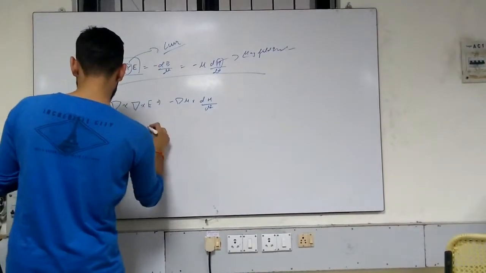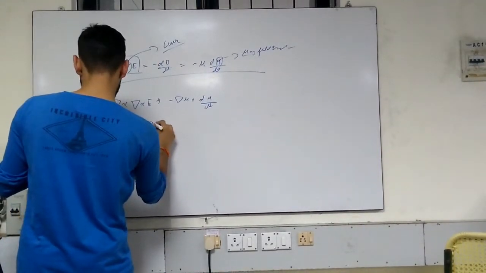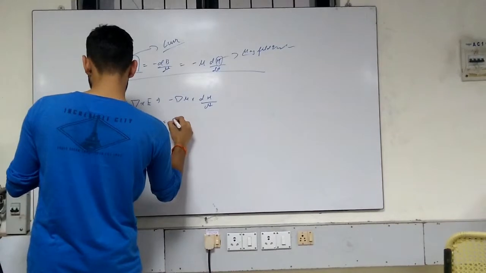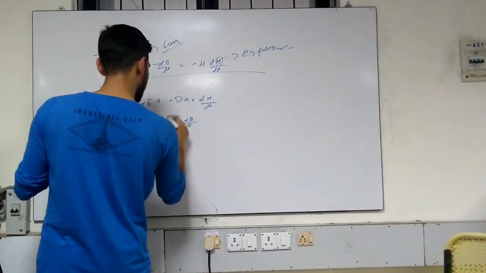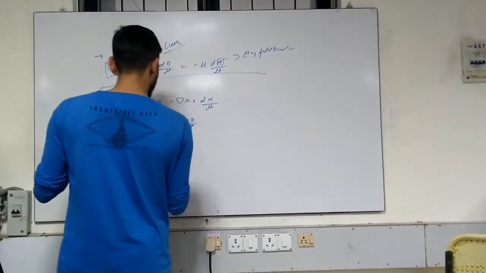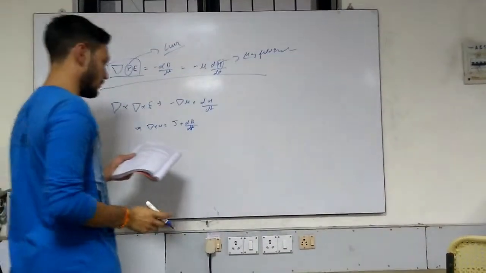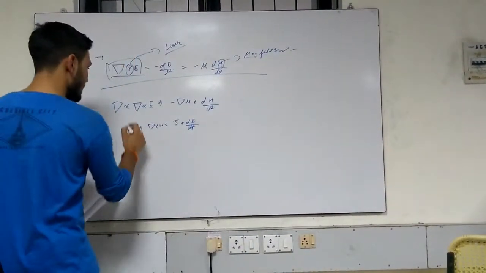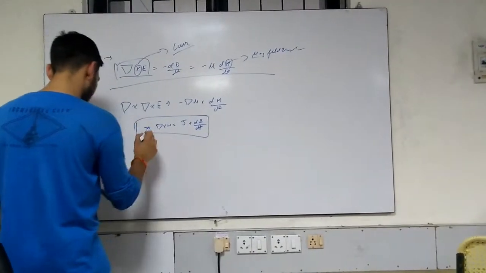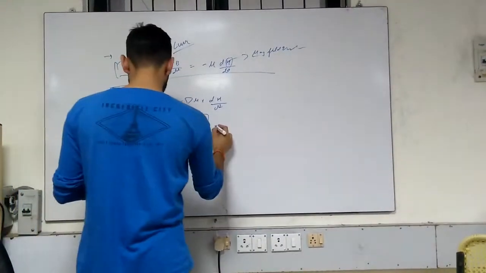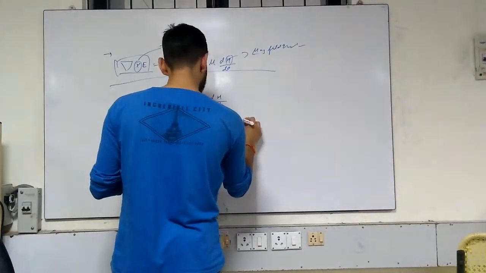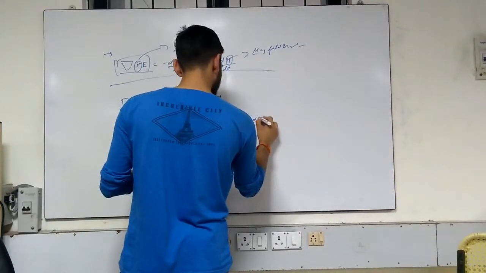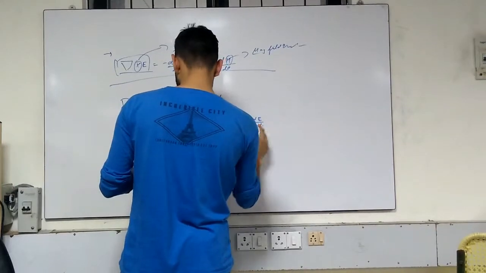So it can be further written as del cross H is equal to J plus dD by dt, where J is the current density as told earlier, and dD by dt, you all know what we are talking about here. So this is the first thing which came out due to Ampere's law, which was generalized and can be written as sigma times E plus epsilon times dE by dt.